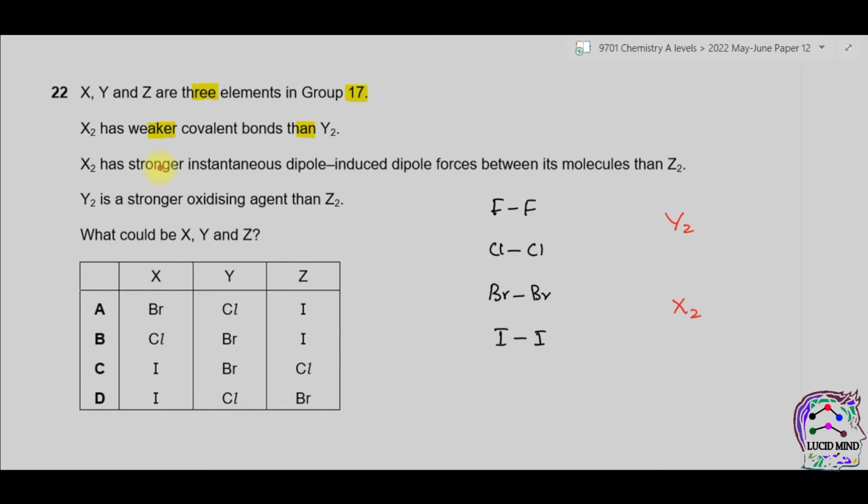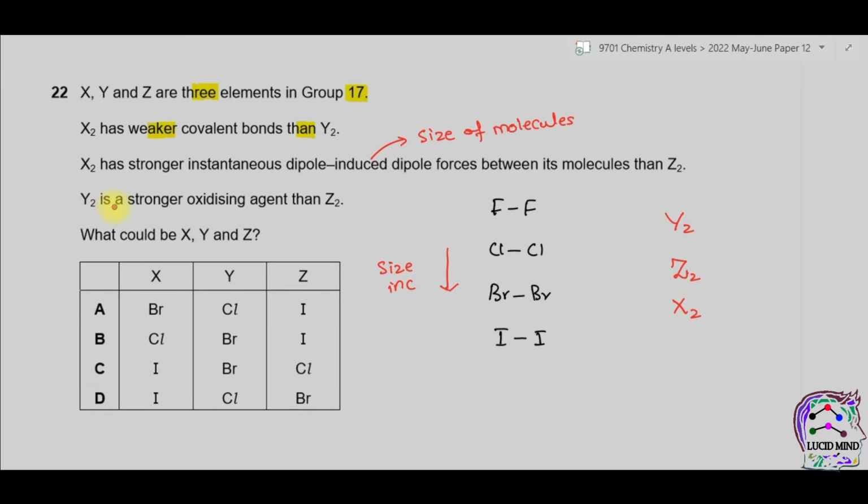Second point, X2 has stronger instantaneous dipole induced dipole forces between its molecules than Z2. Now instantaneous dipole induced dipole forces depend on the size of the molecule. Greater size of molecule means stronger forces. So X2 has stronger instantaneous dipole forces compared to Z2. It means X2 should be below Z2 because size increases down the group. So if X2 is below Z2, then Z2 should be above X2.